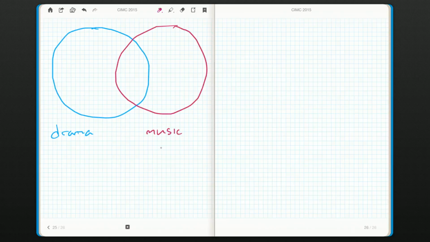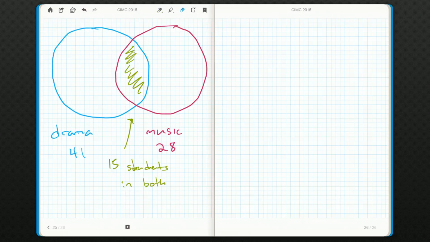So we're told that there's 28 people overall in the whole music class, and 41 people overall in the whole drama class. But there's this middle area: 15 students in both. This overlap that is both drama and music. It's in both circles. So I know I've got 15 students in here. In total, in the red circle, I need 28 students. I've got 15 of them already. How many is left over? 28 minus 15, 13 students just in music. Not in drama at all. 15 who are in music are also in drama. That leaves 13 who are just in music.